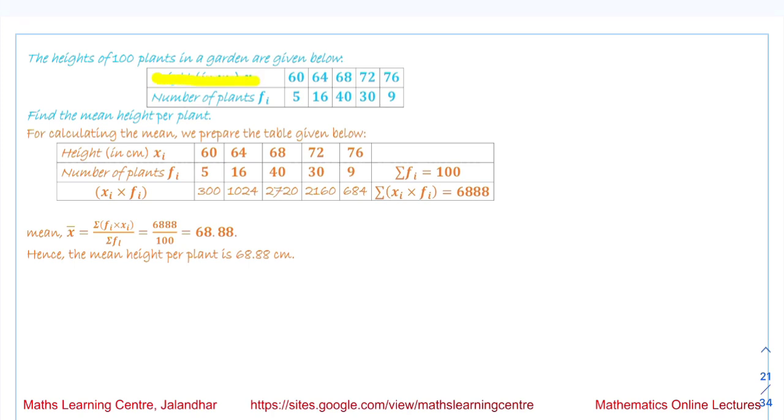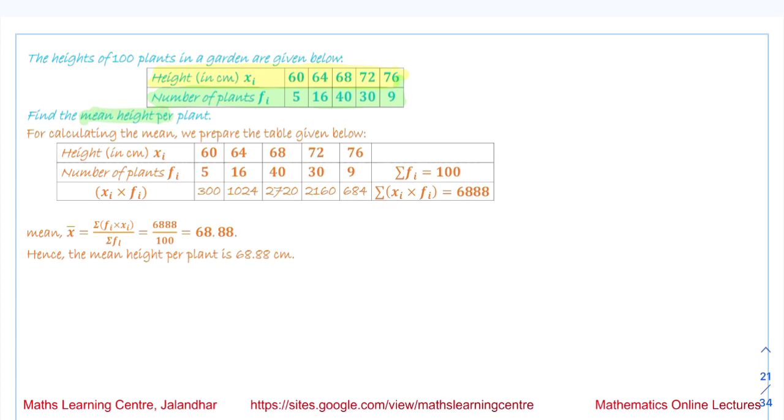Now next, the heights of 100 plants in a garden are given. These are the heights: 60, 64, 68, 72 and 76. And the number of plants is given to us: 5, 16, 40, 30 and 9. We have to find the mean height per plant.